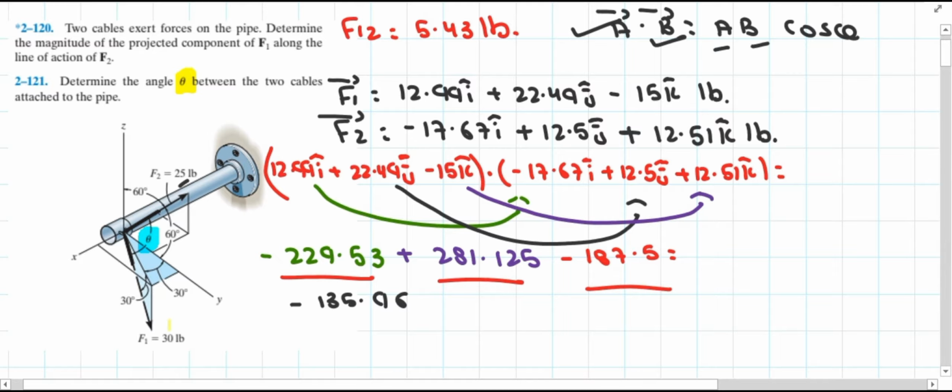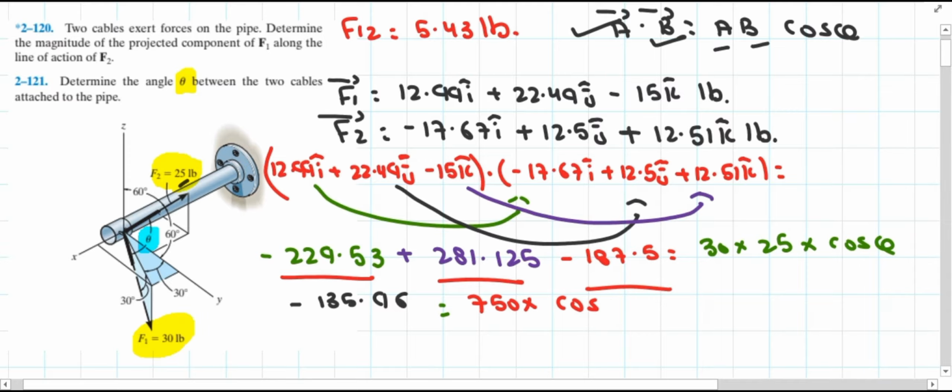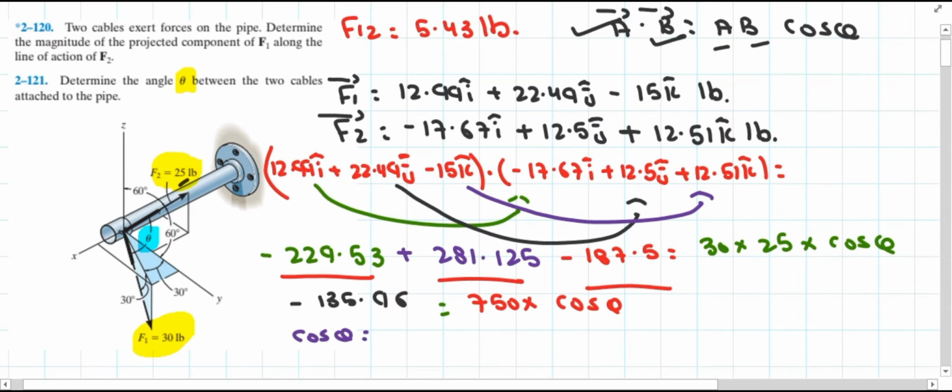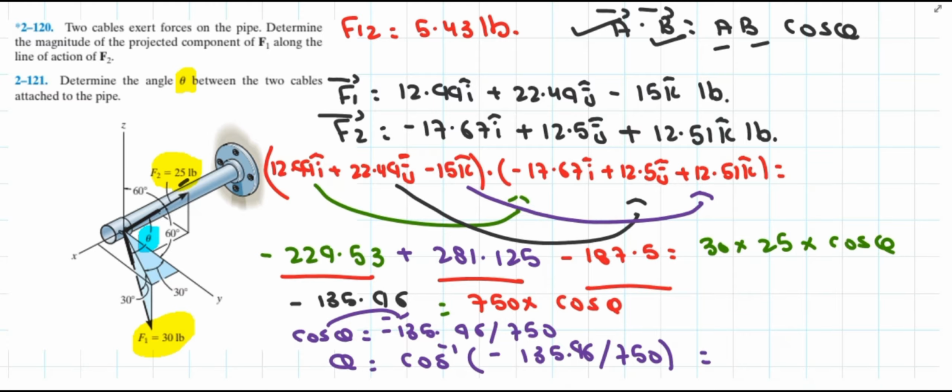The value of A is 30 pounds according to the question, and the value of B is 25 pounds. So this is 30 pounds times 25 pounds times cos of theta. So negative 135.96 is equal to 30 times 25, which is 750, times cos theta. Now this becomes cos theta equal to negative 135.96 divided by 750. Shift cos to the opposite side so that it becomes cos inverse. So theta is equal to cos inverse of negative 135.96 divided by 750. Now grab the calculator, put the values into it and solve for theta. So it is equal to 100.121 degrees.